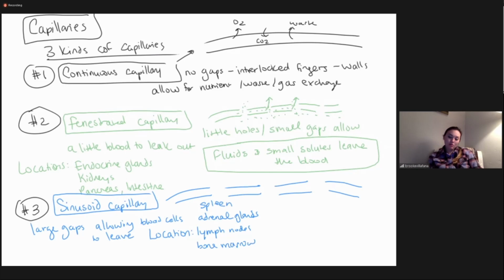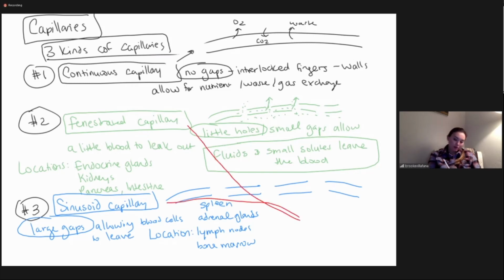Okay, so those are three kinds of capillaries. One has no gaps at all, called continuous. One has little holes, and that's called fenestrated. And then one has large gaps, and that's called sinusoid. Both fenestrated and sinusoid fall under the same category. I'll draw it over here. They are both an example of a discontinuous capillary.